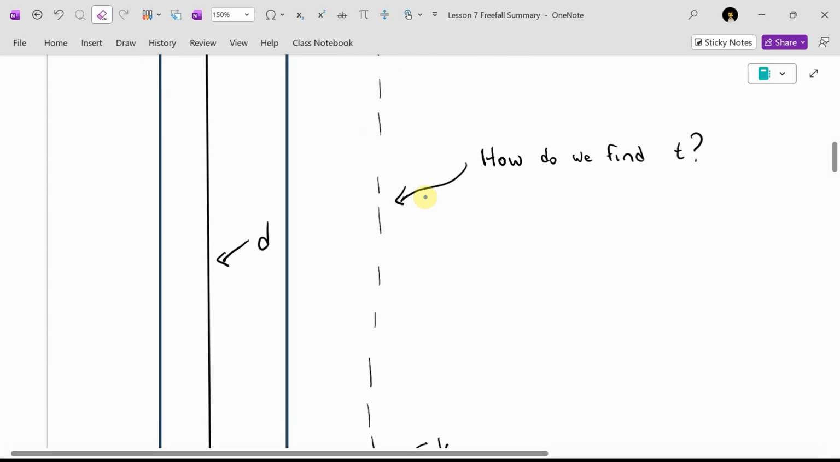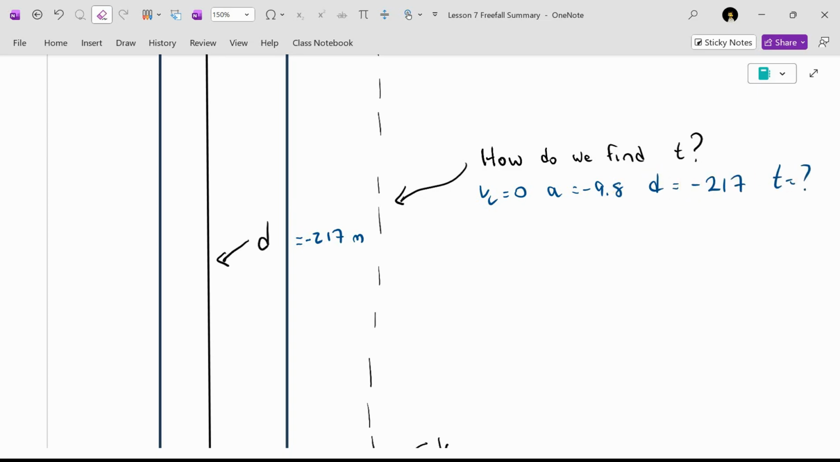So let's suppose D ends up being, I'll make up, 217 meters. First of all, why is that wrong? Why can't my displacement be 217 meters? If they gave it to me as 217, I would have to add the negative in front because we're ending it below from where I started. How would I find T? Well, we would say this: VI equals 0, A is negative 9.8, D equals negative 217, T equals question mark.